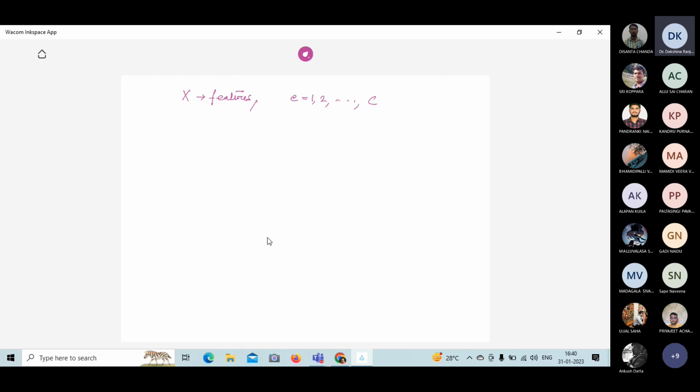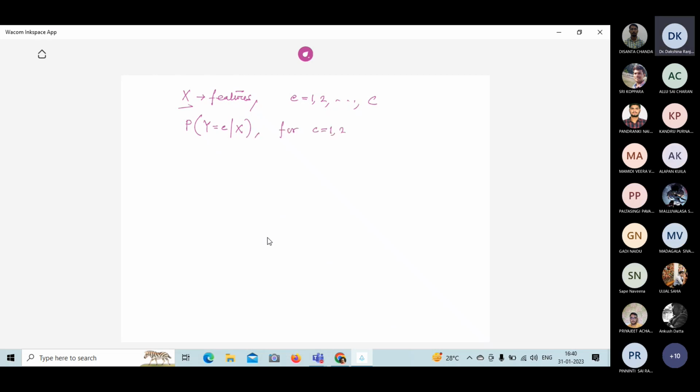Now the class levels can be drawn independently from a known conditional distribution on the set of class levels when the feature X is given. Therefore we can write the probability of capital Y equals small c given X, for c equals 1 to capital C, for C number of classes. So either this information is known, that means the probability of y equals c given x.